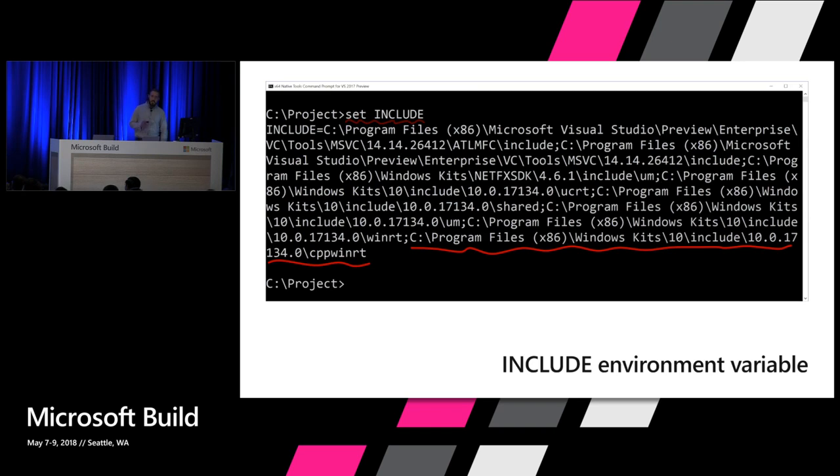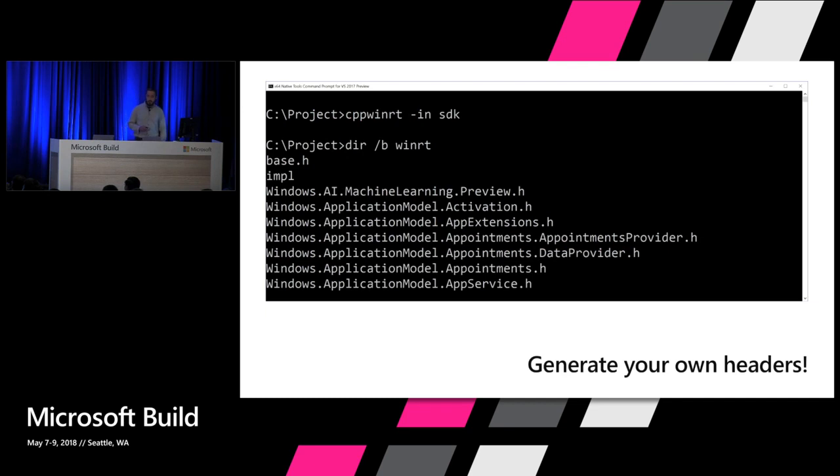The neat thing is that you can run cppwinrt yourself and generate those headers directly. So even if you don't have the Windows SDK installed, let's imagine you copied cppwinrt onto your old build server. You can then run cppwinrt -in sdk. SDK is the option that will basically find the latest Windows SDK installed on the machine and build the headers for that. You can also target a specific version of the SDK or just a custom set of WinMDs you might have copied onto that build server.